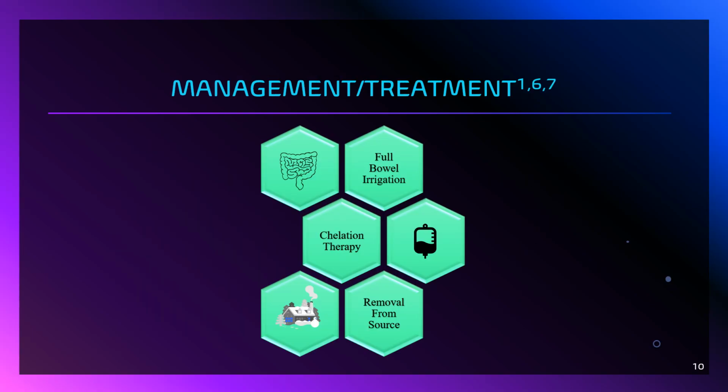Management and treatment consists of 3 different things, and it really depends on age and the severity of the lead poisoning itself. But a full bowel irrigation is typical, with or without chelation therapy, which would be an IV that extracts and binds the heavy metal, and then it can be naturally excreted. And then, of course, everybody should be removed from the source of the lead exposure.